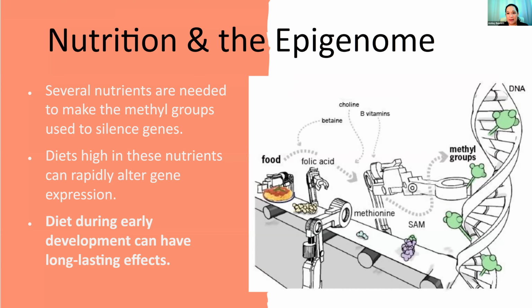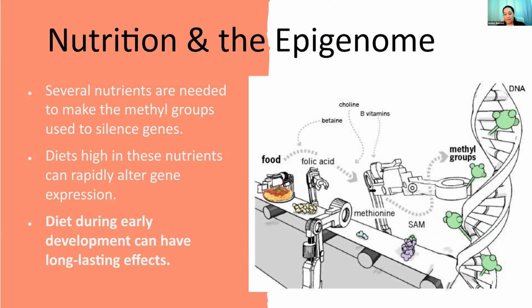So nutrition in the epigenome, you have seen this diagram before. Major points to take away is that your food supplies your body with essential nutrients, and some of those nutrients are used in epigenetics, right? You don't necessarily have to memorize all of these. The major one is folic acid or folate, right?